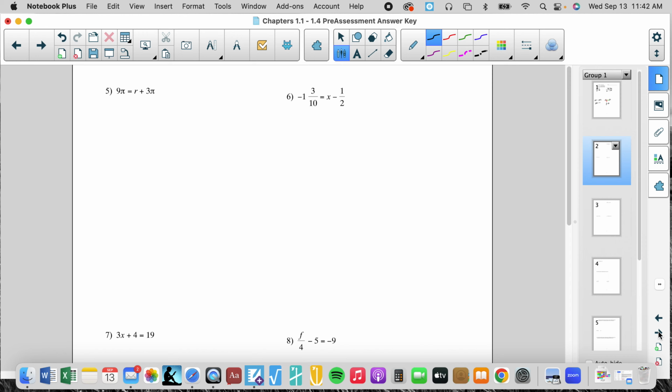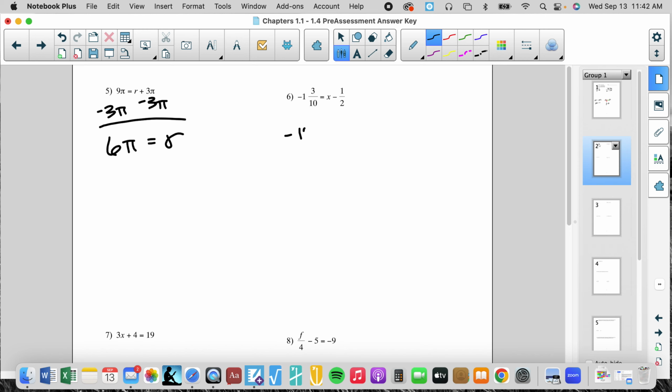Number 5, we again have pi's. We're solving for r, so we're going to subtract 3 pi. The pi's do not cancel. That becomes 6 pi. It would cancel if we were dividing, but since we're adding and subtracting like things, we have 9 pi's. You can think of 9 pizzas, and we're subtracting 3 pi. Subtract 3 pizzas, we are left with 6 pizzas, or 6 pi.